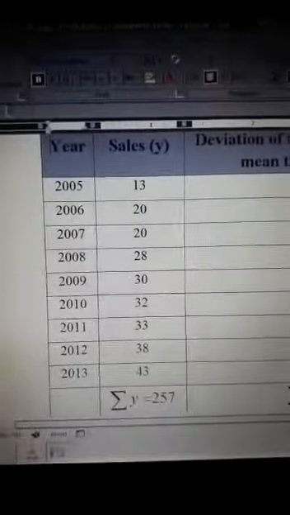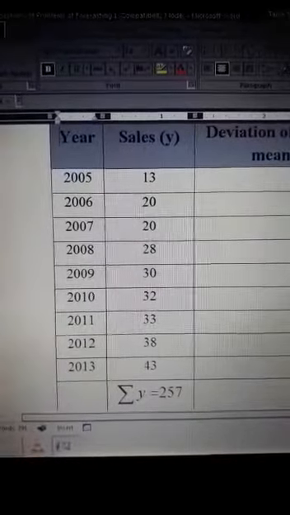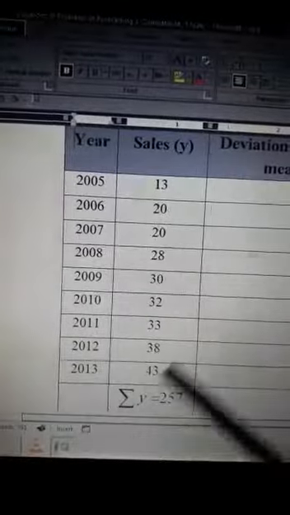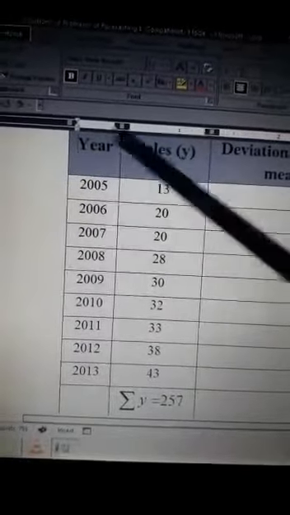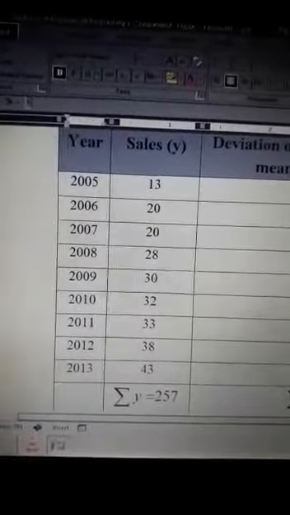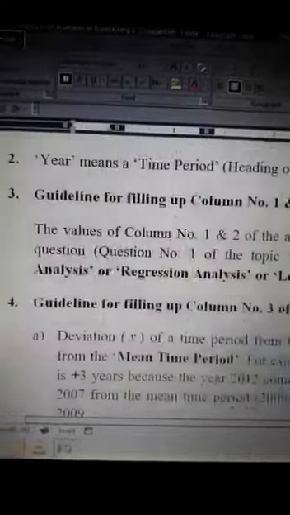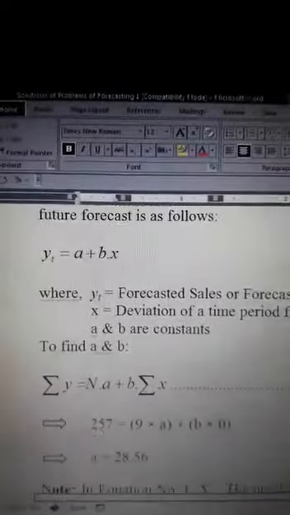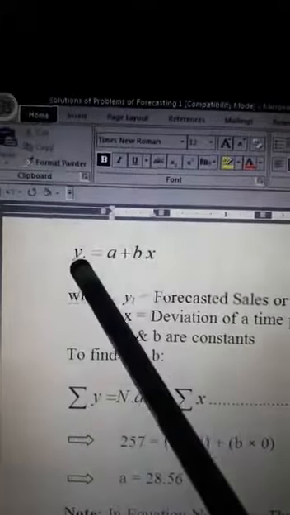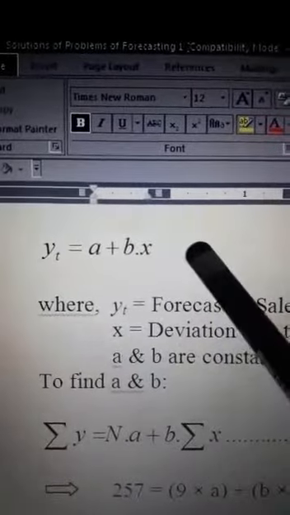Now, to proceed, the first thing we need to do is to fit a straight line to this given data. How to do it? As all of us know, the basic equation of a straight line, let me show you. This one is the basic equation of a straight line, of this form: yt is equal to a plus bx.